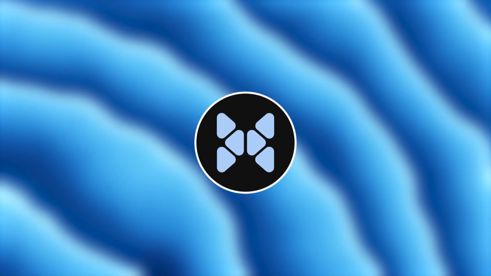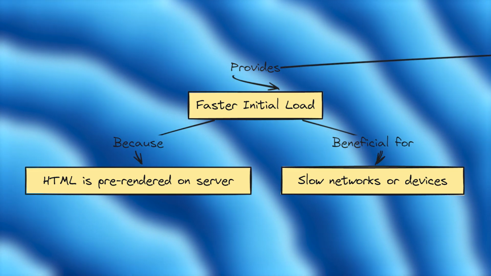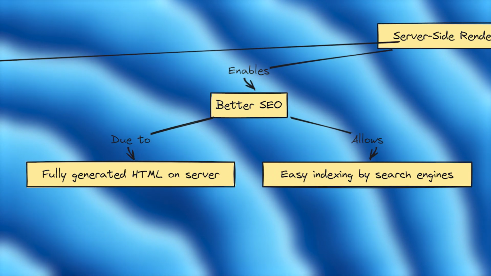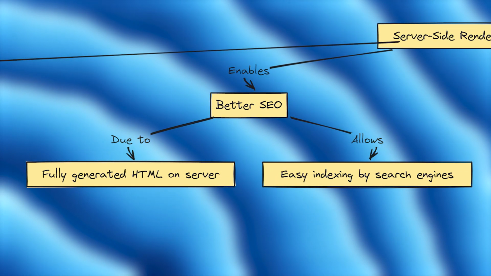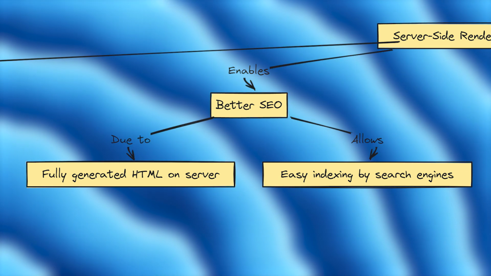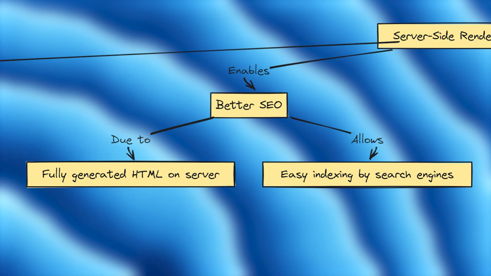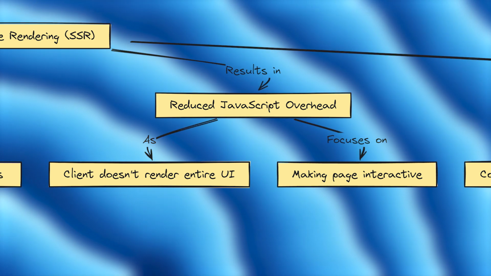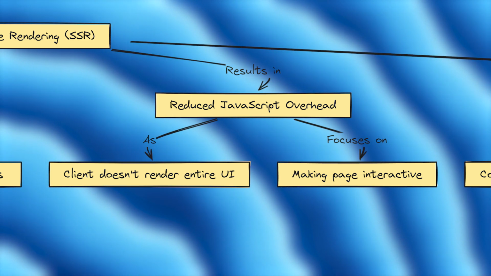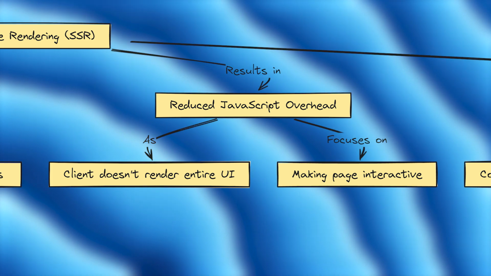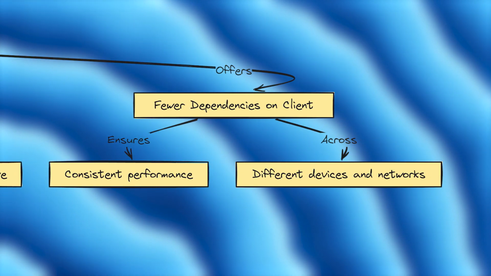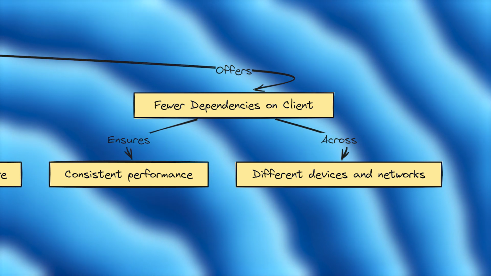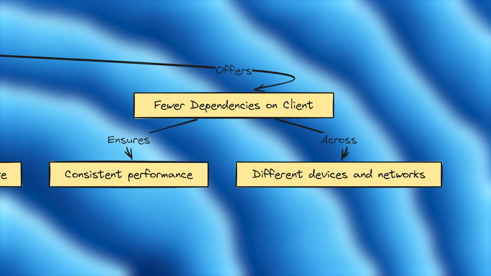First of all, obviously, faster initial load. Because the HTML is already rendered on the server, users see the content faster. Second, better SEO. Since the HTML is fully generated on the server, search engine crawlers can more easily index the content of the page. Next, reduce JavaScript overhead or bloating. With server-side rendering, the client's browser doesn't need to do all the heavy lifting of rendering the page. And lastly, fewer dependencies on the client. By handling the initial rendering on the server, your app is less reliant on the client's hardware and network speed.